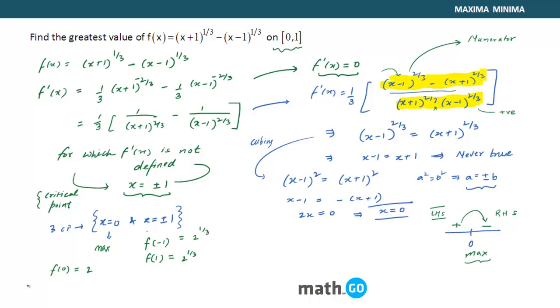If you were asked the greatest value, what answer would you get? In this particular domain, at f0 you are getting 2, that is the maximum, and at the boundary point you are getting 2 raised to power 1 by 3, and the other boundary point is itself 0. So at x equal to 0, the boundary point and the global maxima coincide. So the global maximum value is nothing but 2 only. This is how you solve these kinds of questions.